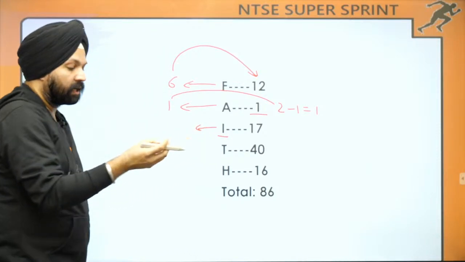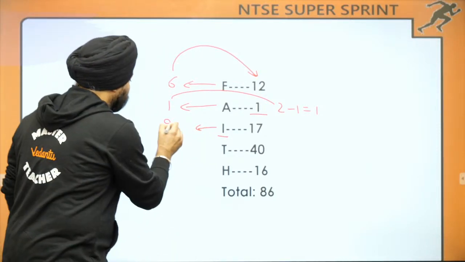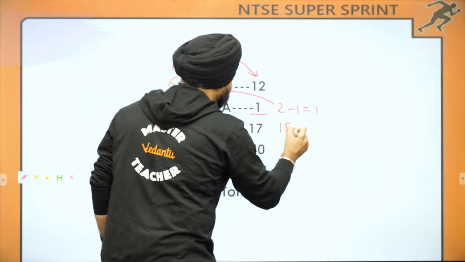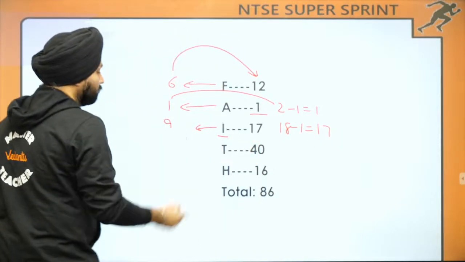I is the 9th letter, so the value is 9. The double of 9 is 18. We are subtracting 1 because it's a vowel.